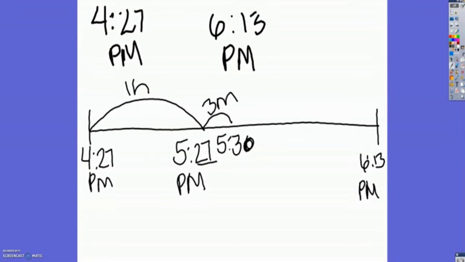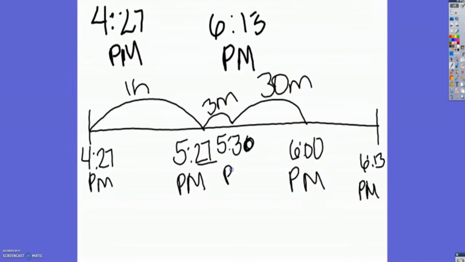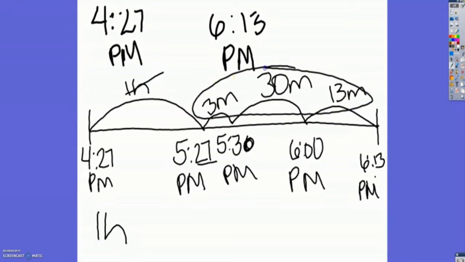So now that I'm at 5:30, I can see that I can jump 30 minutes, and that would put me at 6 o'clock. Again, these are all p.m. And from 6 o'clock, all I would have to do is jump 13 minutes, and that would put me on 6:13. So now that I've made it to my end time, I need to add up my jumps. So I jumped a total of 1 hour, and then I need to add up all my minutes. 30 plus 13 is 43, plus 3 is 46. So the movie lasted an hour and 46 minutes.